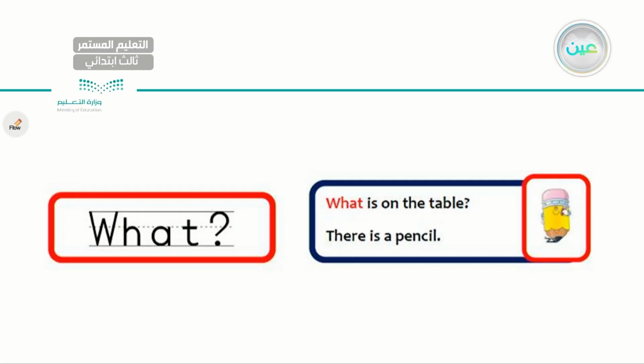What is often used if I want to know about something or an action. What is on the table? So here I'm asking about something, right? What's on the table?